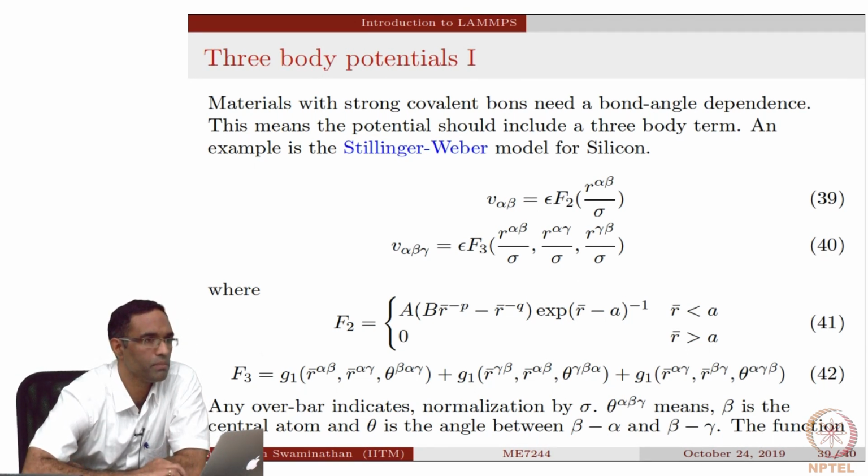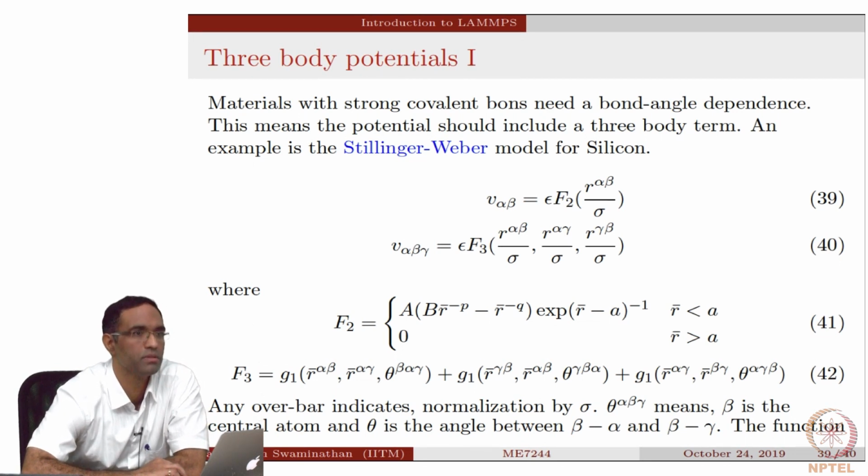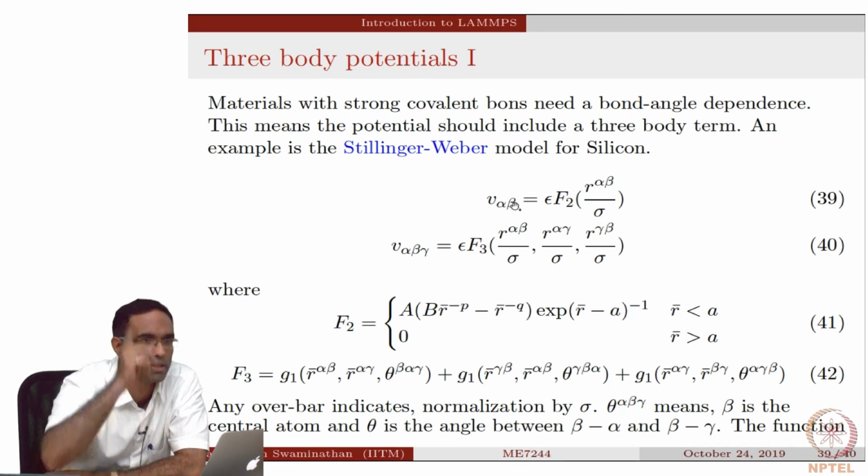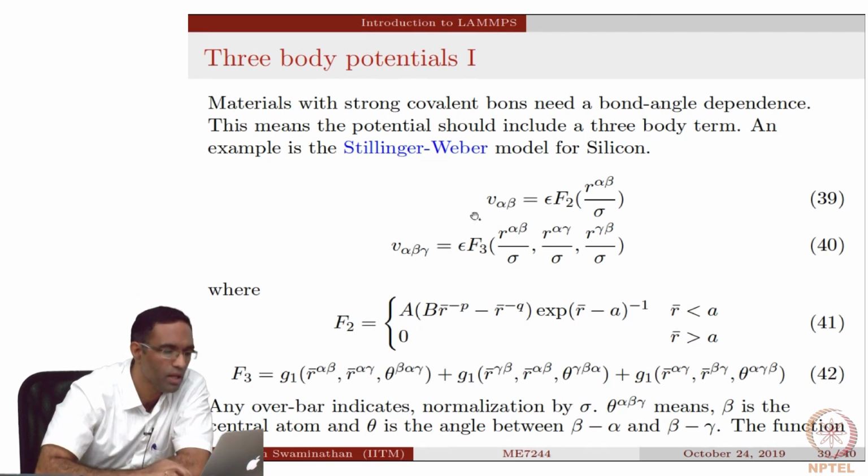and it results in about 7 to 8 fitting parameters which you have to find in order to match experimental results. So it consists of a two-body term plus a three-body term. V suffix alpha beta is basically the two-body term in that expression that I just showed you before. V suffix alpha beta gamma is basically the three-body term, and it depends on the distance between each of these individual atoms.